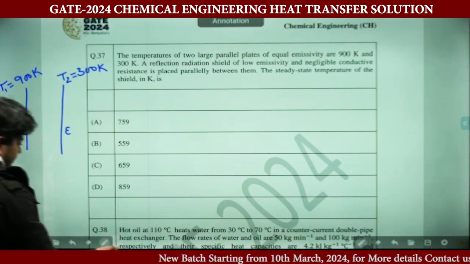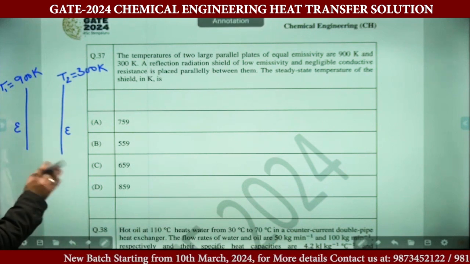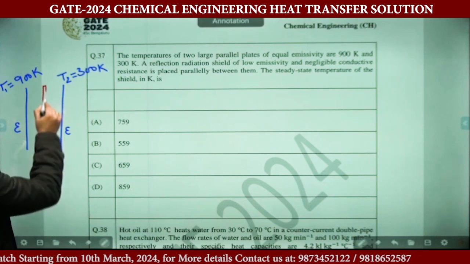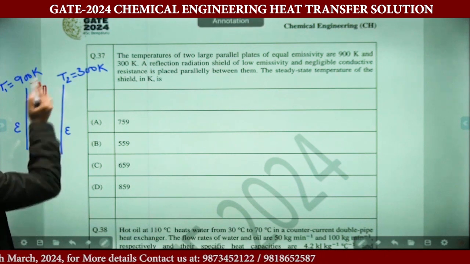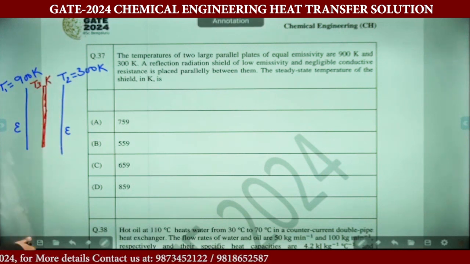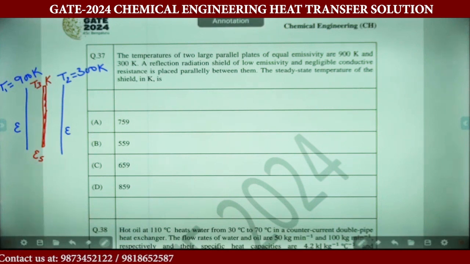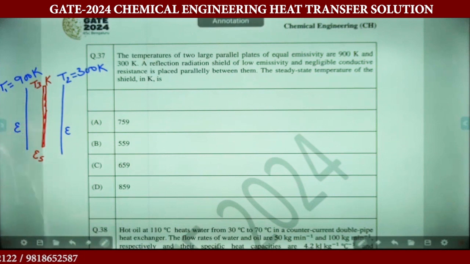A reflection radiation shield of low emissivity has been placed in between them with no conductive resistance. So let's say this is the thermal radiation shield which we have placed having temperature T3 Kelvin, suppose, with low emissivity, let's say epsilon s, the emissivity of the shield. So at a steady state process, what is the temperature of the shield? They are asking.